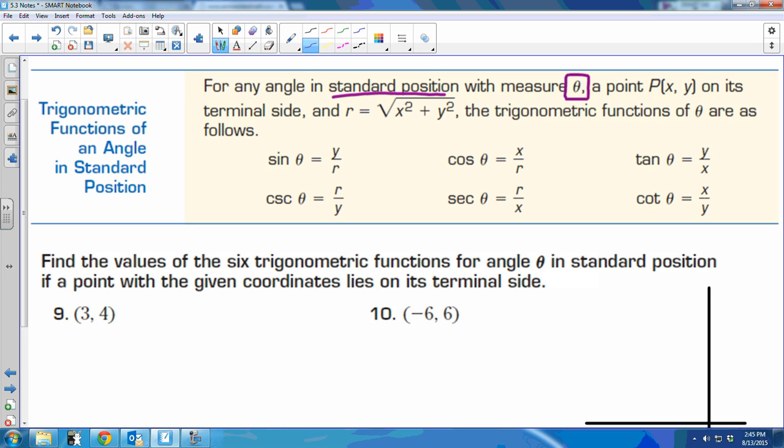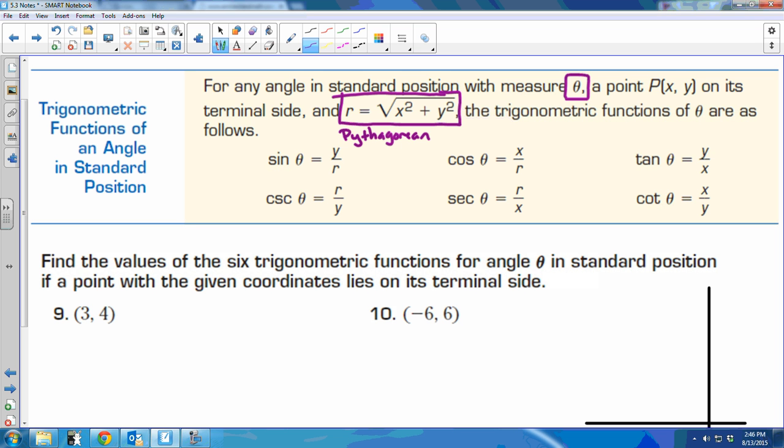We're going to be given a point on its terminal side, and it says r equals the square root of x squared plus y squared. This is just the Pythagorean theorem. Let's just solve for r. Remember, r is from the radius in the unit circle, so we're still calling it r. And then it gives you all of these functions, and it gives you all these ratios.